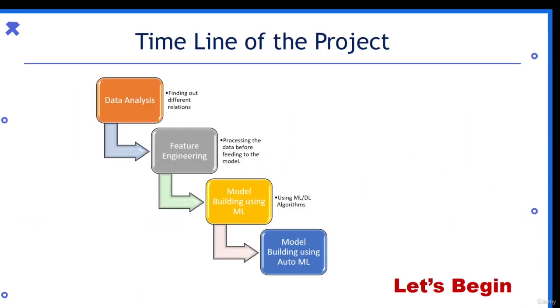What is the timeline of the project? First we'll be doing the data analysis, finding out relations and seeing how our data is distributed. Then we'll be doing the feature engineering, in which we'll use practices like one hot encoding, label encoding and standardizing our data, preparing it for feeding into a machine learning model. Then we'll be building different ML models like XGBoost regression, CatBoost, logistic regression, linear regression, all of the different models. I hope you know all of them. Then we'll be shifting to EvalML, that is the automated machine learning. We'll be building that model and seeing how we can replace all of these things with automated machine learning. So let's begin.